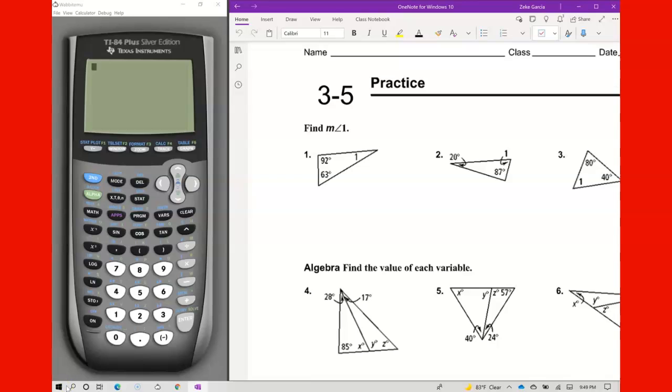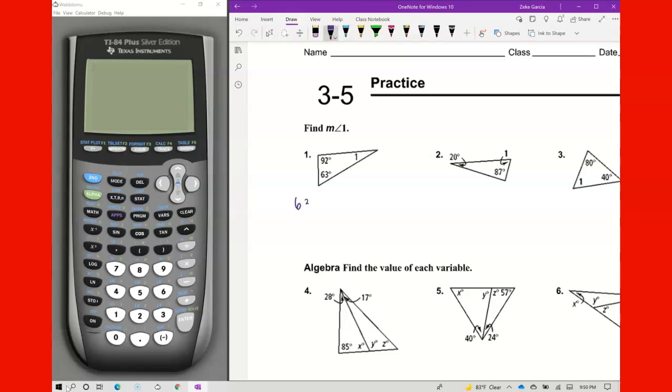I'm planning to do the problems that I went over in class. Maybe you guys forgot, but we were doing the triangle sum theorem, and we know that the angles in a triangle are equal to 180. So I'm going to go ahead and show you the steps.